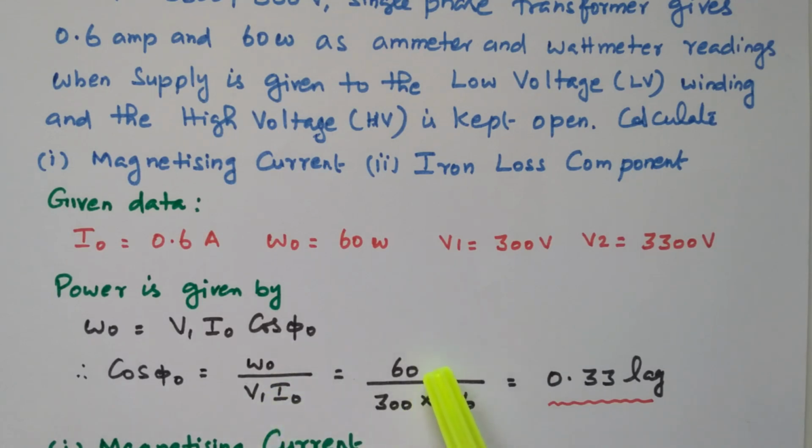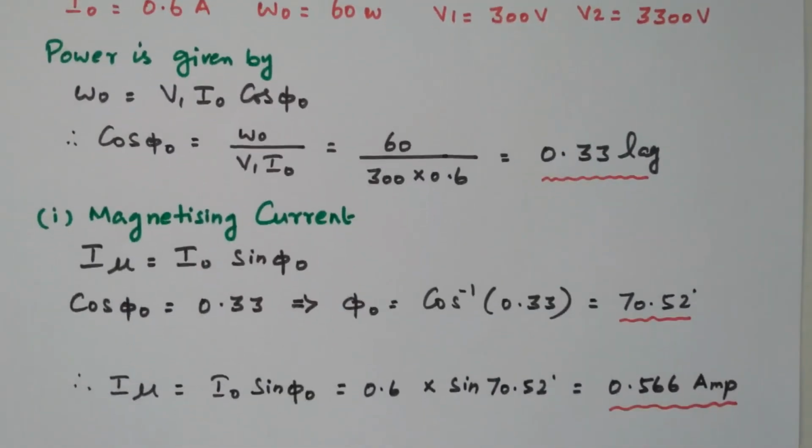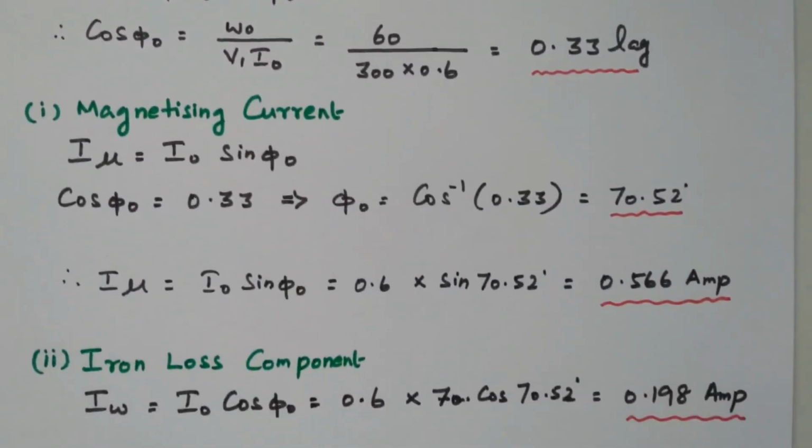W naught is given as 60 watts, V1 is 300 and I naught is 0.6. All these values are available: I naught, W naught and V1. By simplifying this, we get cos phi naught equal to 0.33 lagging. Now we have the value of cos phi. From that we can easily find the magnetizing current and the iron loss component.